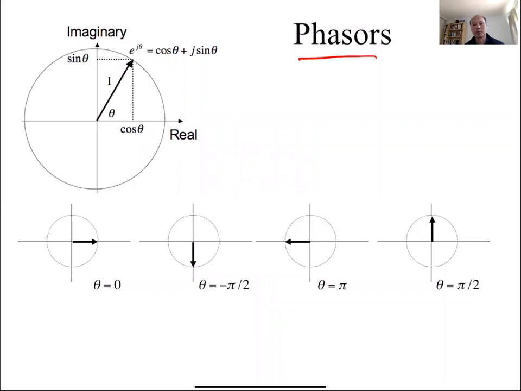Just remember that if you have something in the form e to the j theta, you can imagine that is essentially a unit vector that has an angle of theta and a magnitude of 1. For MRI, it's important to always remember that this theta term tells you the orientation of your phasor with respect to the x-axis. So this would be theta 0, minus pi over 2, pi, and pi over 2. Those are different examples of phasors pointing in different directions.